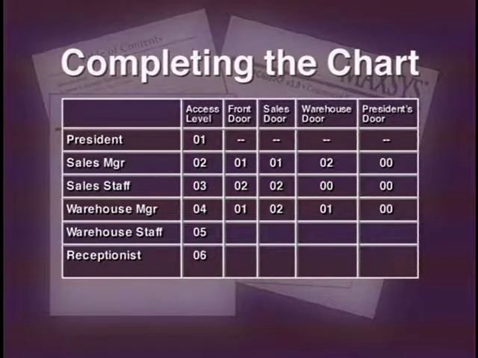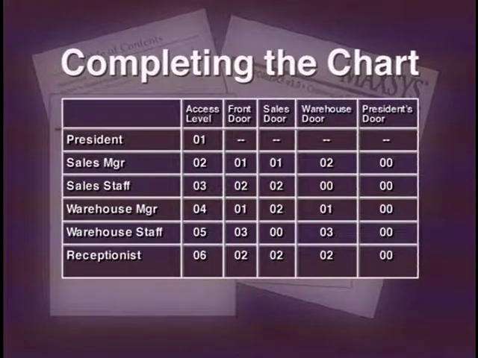Access for the warehouse manager is similar to the sales manager. Write 01 for the front door and warehouse door, 00 for the president's door, and 02 for the sales door. The warehouse people will have access to the front door and warehouse door as indicated in Date Schedule 3. Write 03 in the chart. They will never have access to the sales door or president's door. Write 00 in the chart.